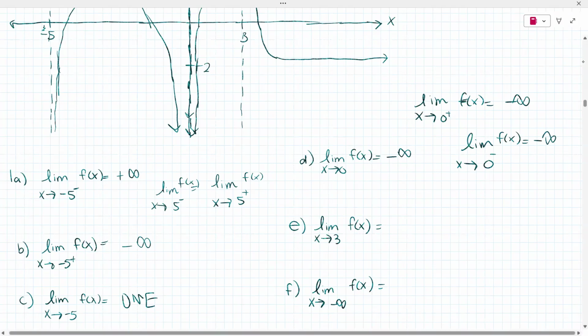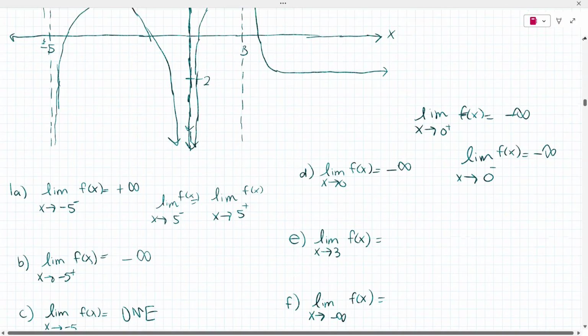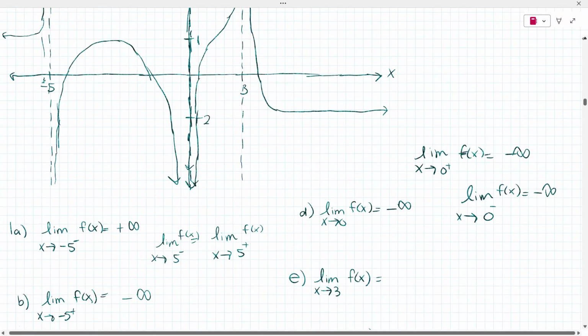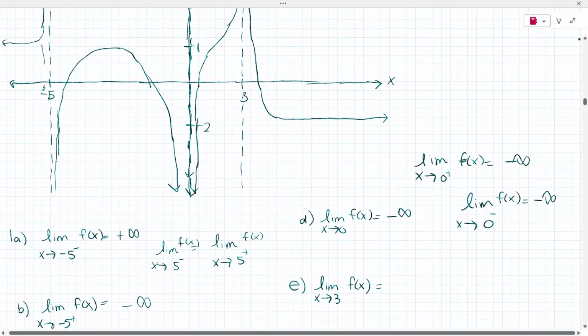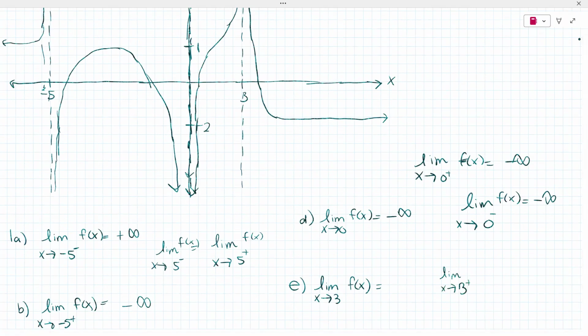What about the limit as x approaches 3? So what you have to do is the one-sided limit. What is the limit as x approaches 3 to the right? So here's 3 to the right. It shoots up to positive infinity. And then what is the limit as x approaches 3 to the left? There's 3 to the left, it shoots up to positive infinity. Thus, since these are the same, the limit as x approaches 3 is positive infinity.